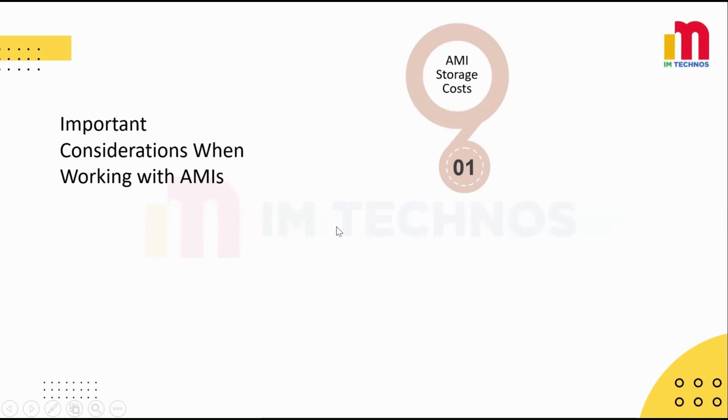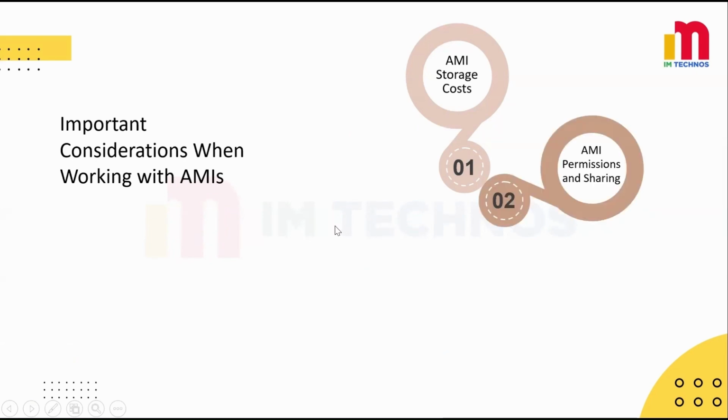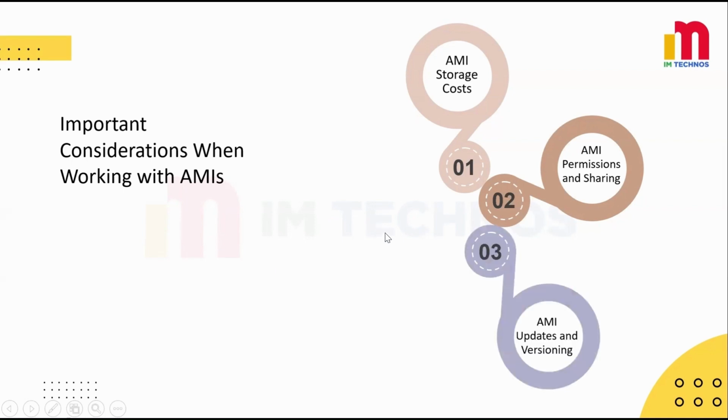Next, let's talk about AMI permissions and sharing. By default, AMIs you create are private to your AWS account. You can share AMIs with specific AWS accounts or make them public. Be cautious when sharing to avoid exposing sensitive data. Another key point is AMI updates and versioning. It's good practice to version your custom AMIs to keep track of changes and easily roll back if needed.